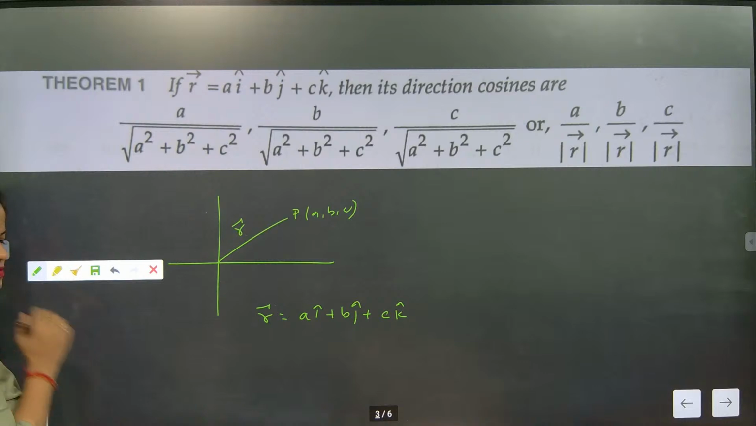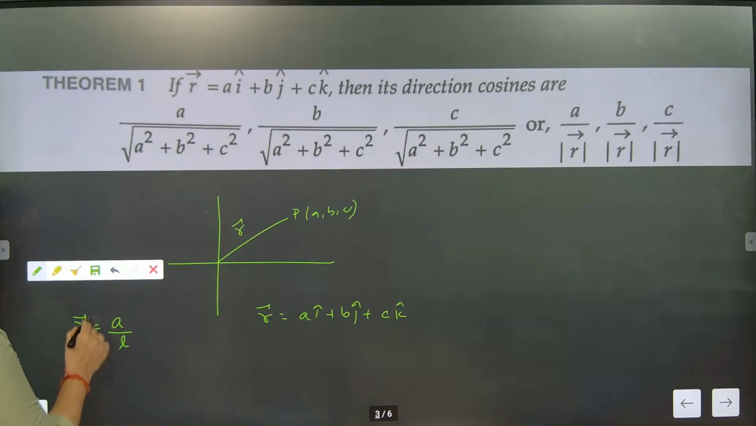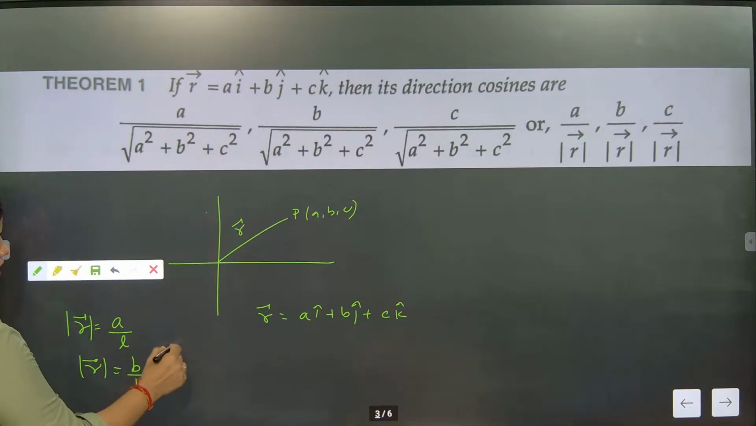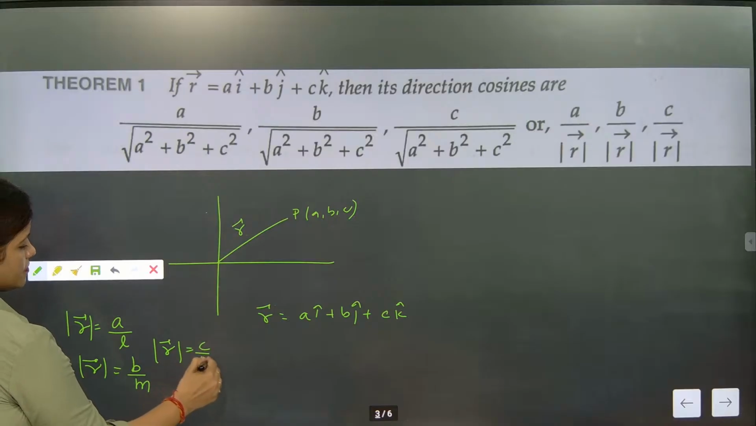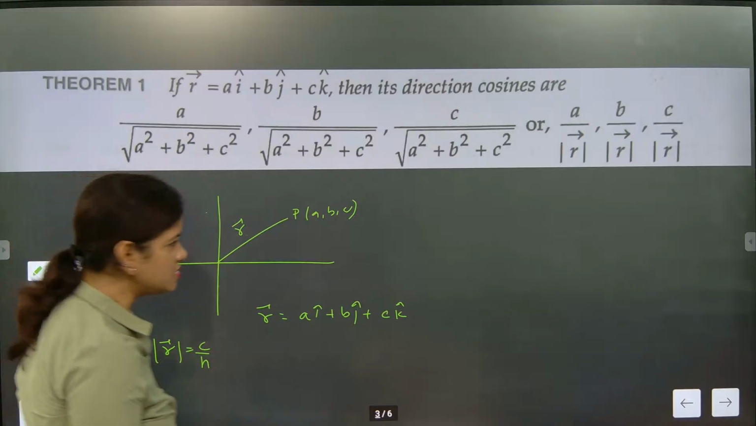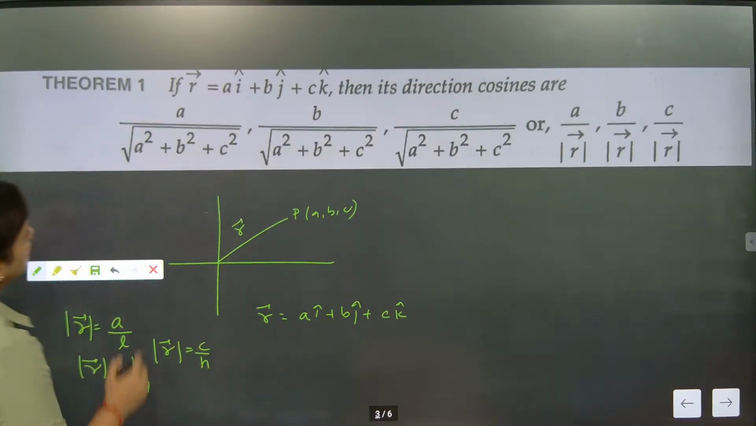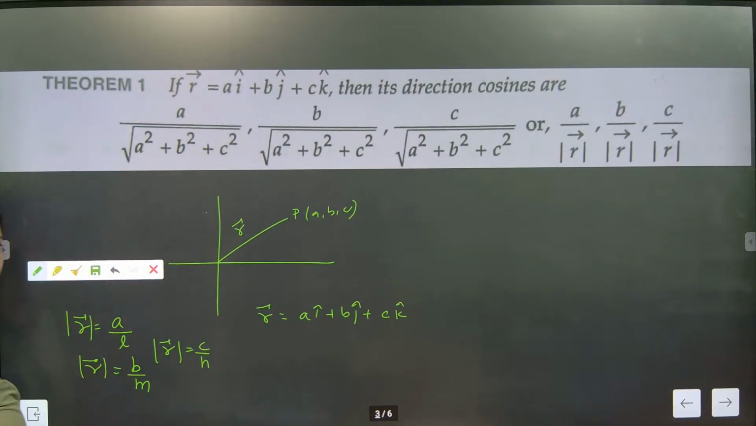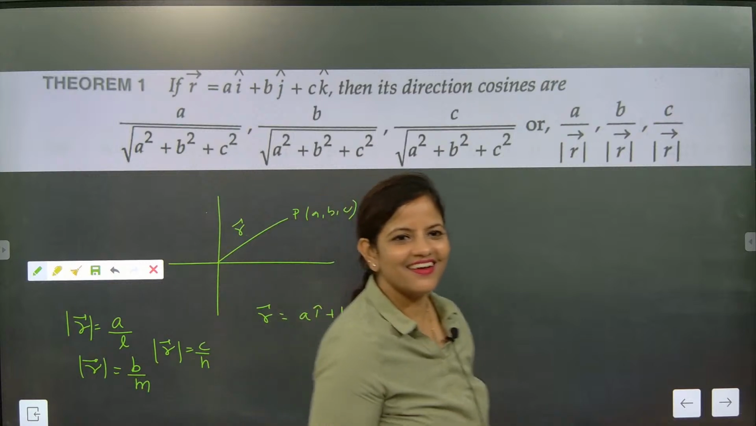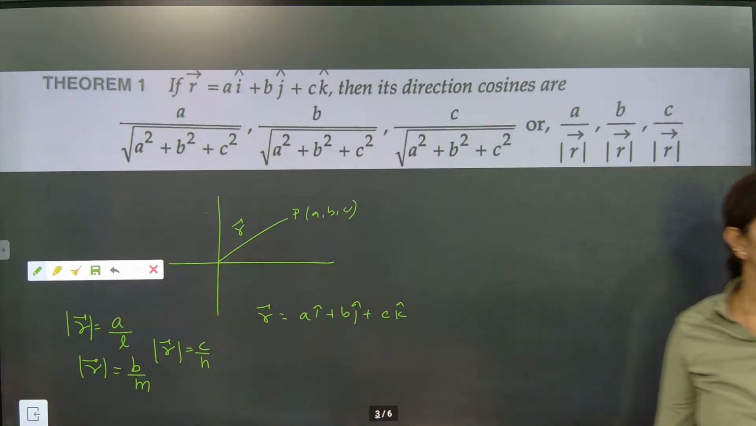Just now we learned something. What did we learn? This is equal to A by magnitude, this one is equal to B by magnitude, and this is equal to C by magnitude. Done just now. So, can I write the direction cosines? What is L? Direction cosines, what is L?